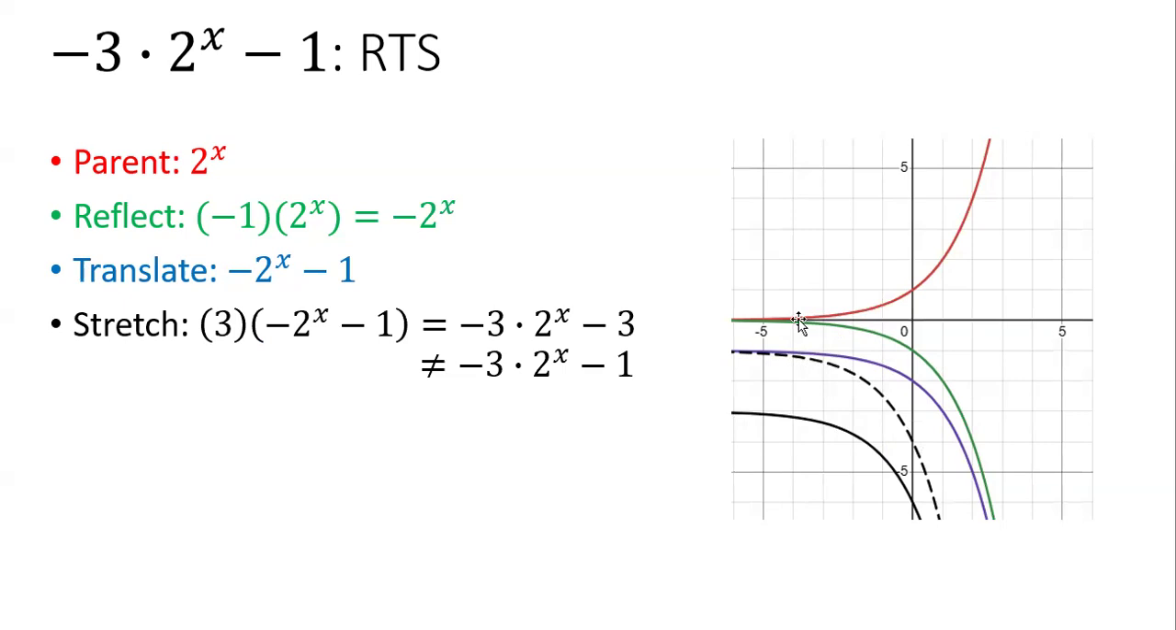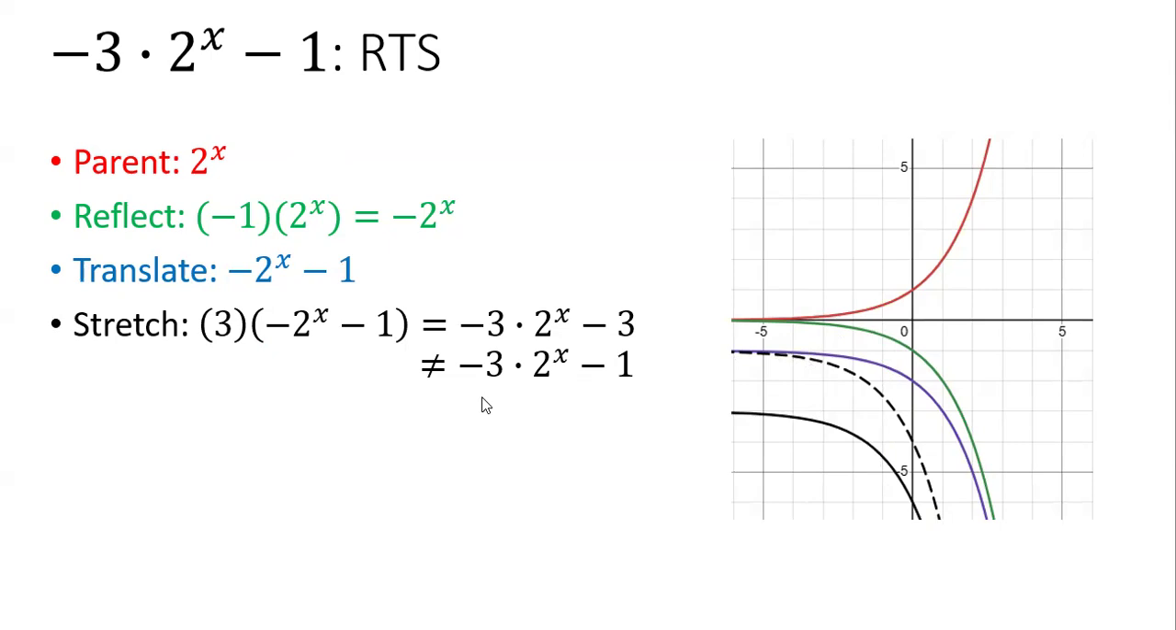Okay. Now we look at the algebra of what happened. 2 to the x, we reflect, so we multiply by -1. Okay. We translate, so we subtract 1 from the whole thing from the previous step, so -2 to the x, and then we subtract 1 from the whole thing. We stretch, so we take the whole thing from this step, -2 to the x minus 1, and multiply it by 3. So if we distribute this 3, we get -3 times 2 to the x minus 3, which is clearly not the same as the original function. That's why they're different. So you can see from a graphical perspective how they're different, and the reason is from the algebra over here.